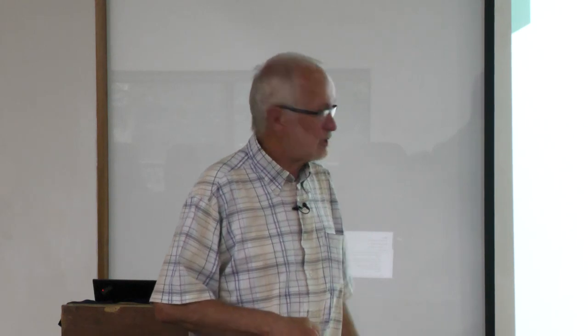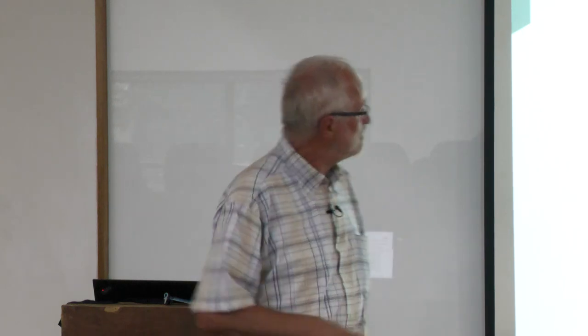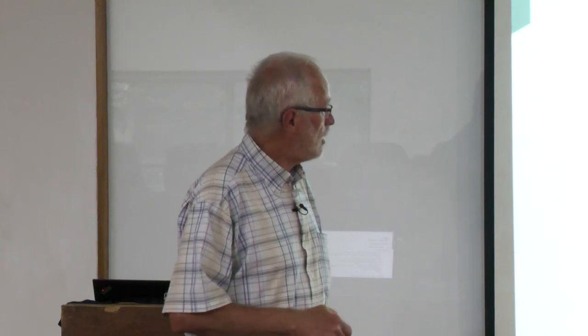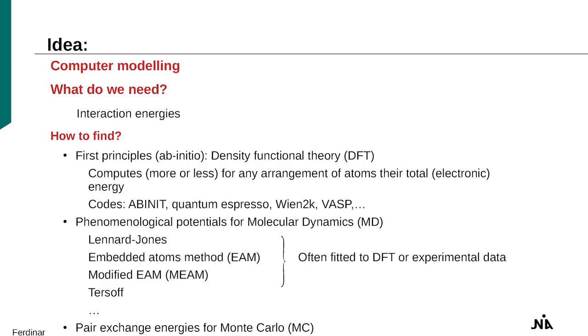You can use either experimental data or DFT data. DFT is an abbreviation for density functional theory. And the simplest one, I will also discuss it here, is the Lennard-Jones potential, a pretty old one. I think it originates from the 50s or so.